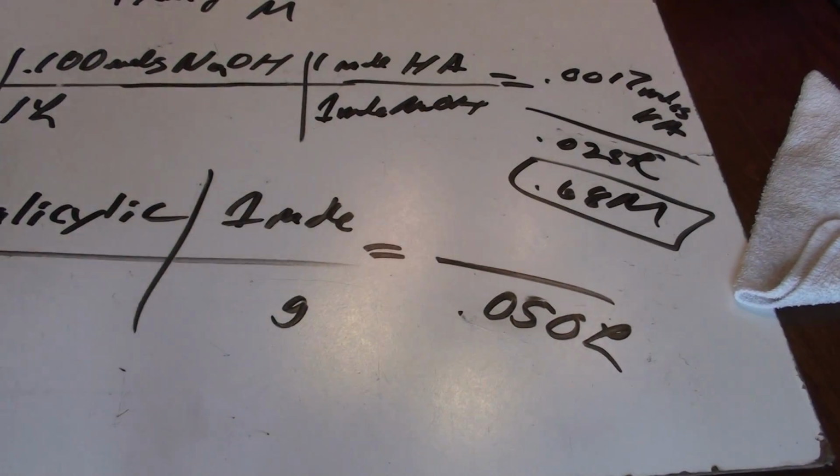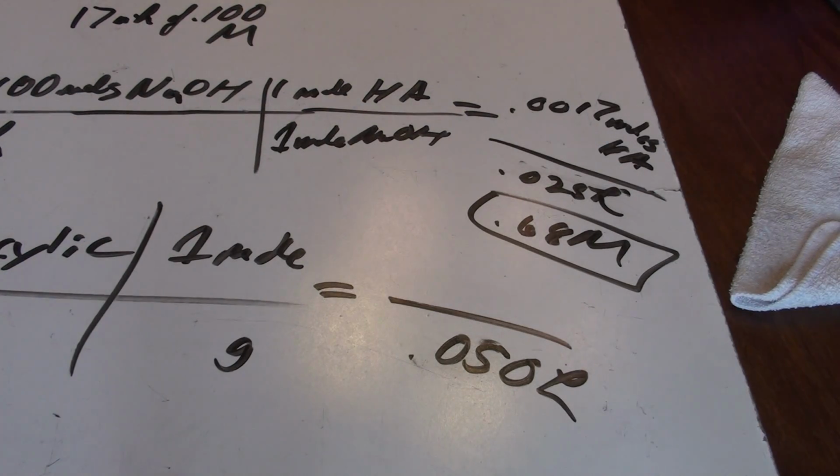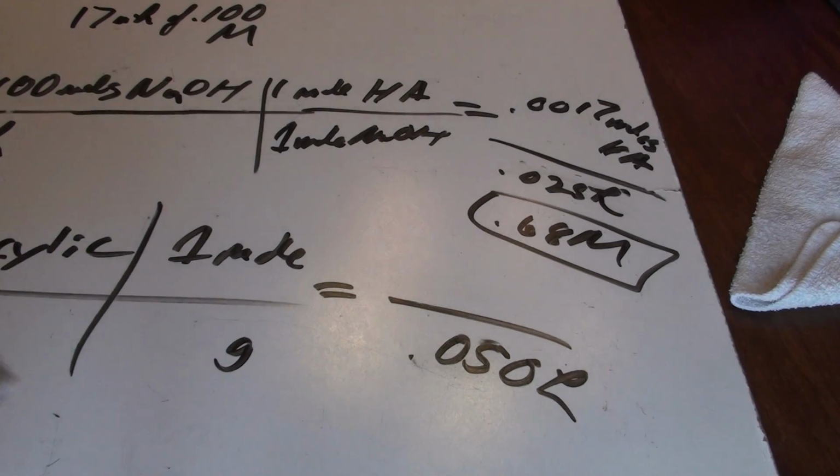Okay, so that's how you would get your theoretical, and then you would compare it to your experimental that we calculated up there. Now, how about finding your Ka?